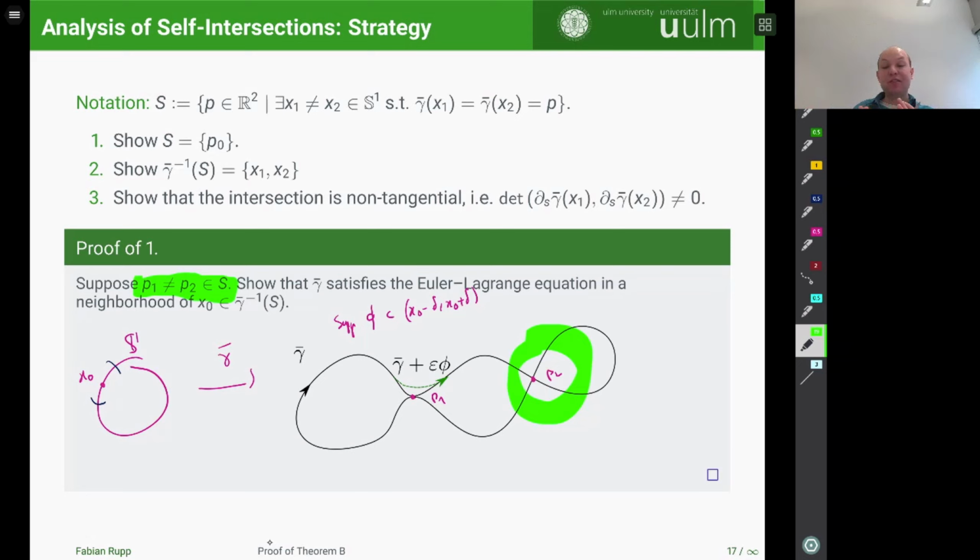And because of that, in this neighborhood, the Euler-Lagrange equation has to be satisfied because we are allowed to use any phi as long as its support stays in the neighborhood of the x0. And this gives that the Euler-Lagrange equation is satisfied in the neighborhood of x0. And then this proves this first mini step, that the Euler-Lagrange equation is satisfied in pre-images of the free boundary of the set of self-intersections.